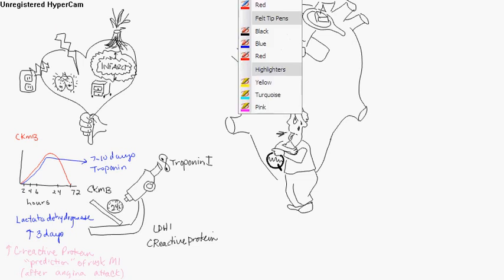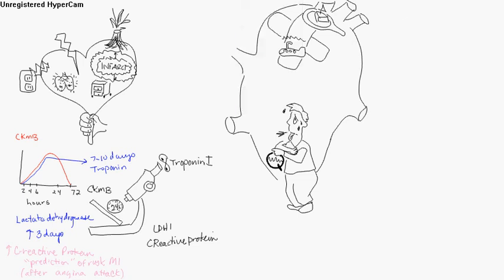Okay, here we have the picture for myocardial infarction, or MI. Either way, we're going to start with clinically.